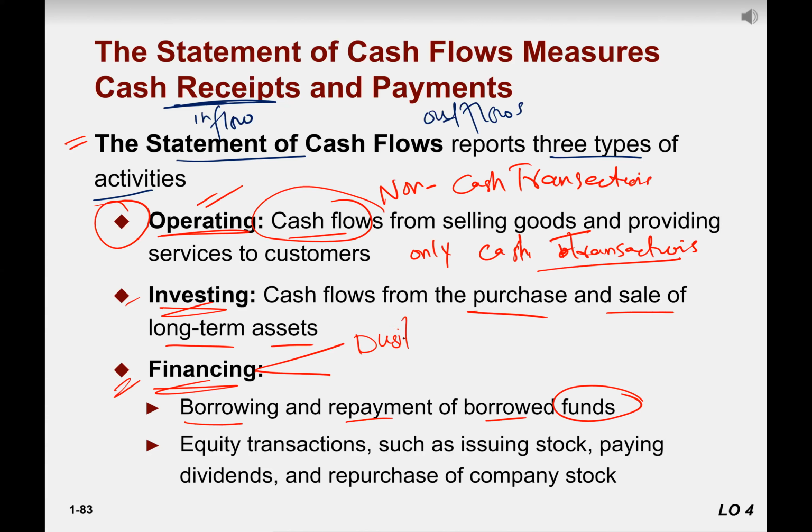outsiders and insiders, both. Right? So this belongs to outsiders. You are borrowing from the bank or repaying the borrowed funds. Equity transactions, for example, you issue stocks, you are paying dividends, and also treasury stock.